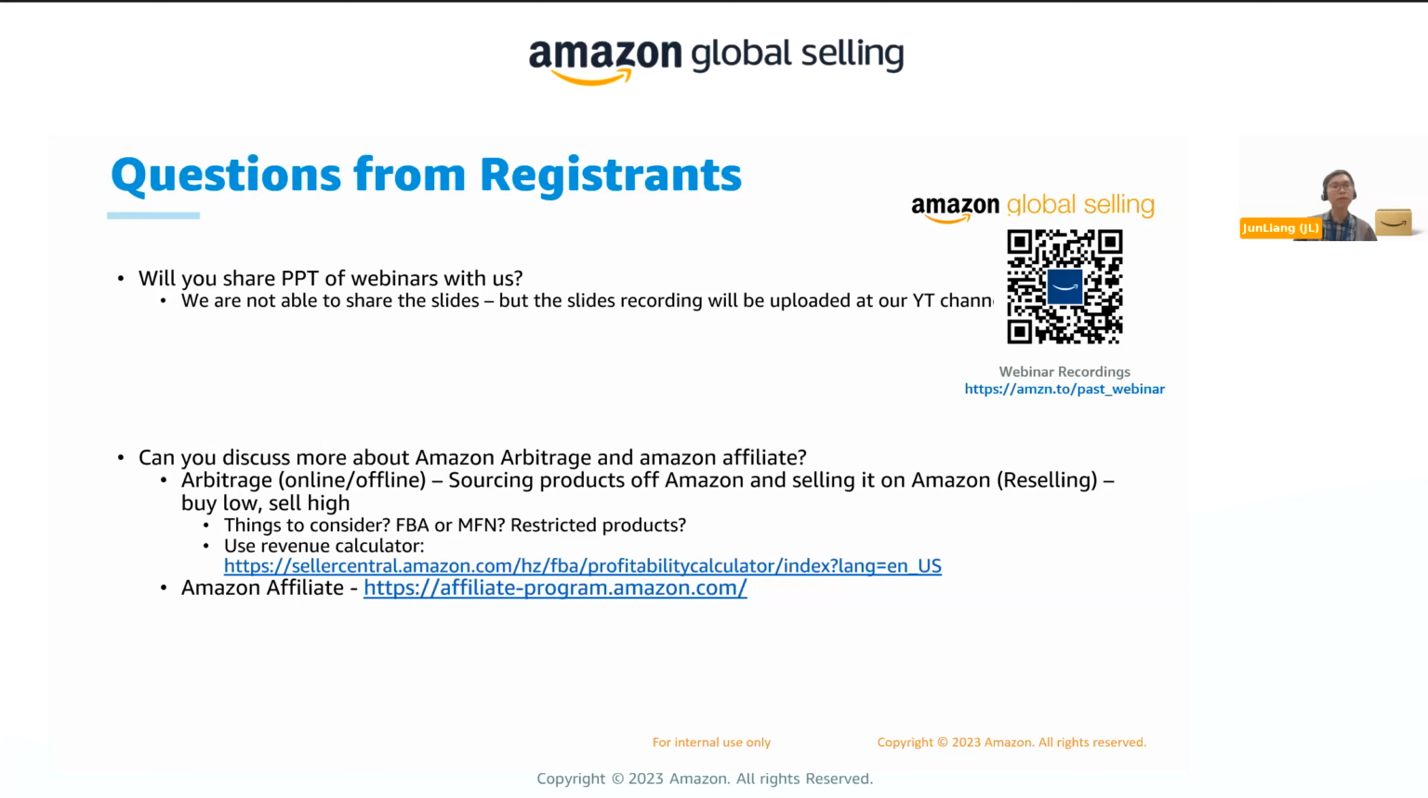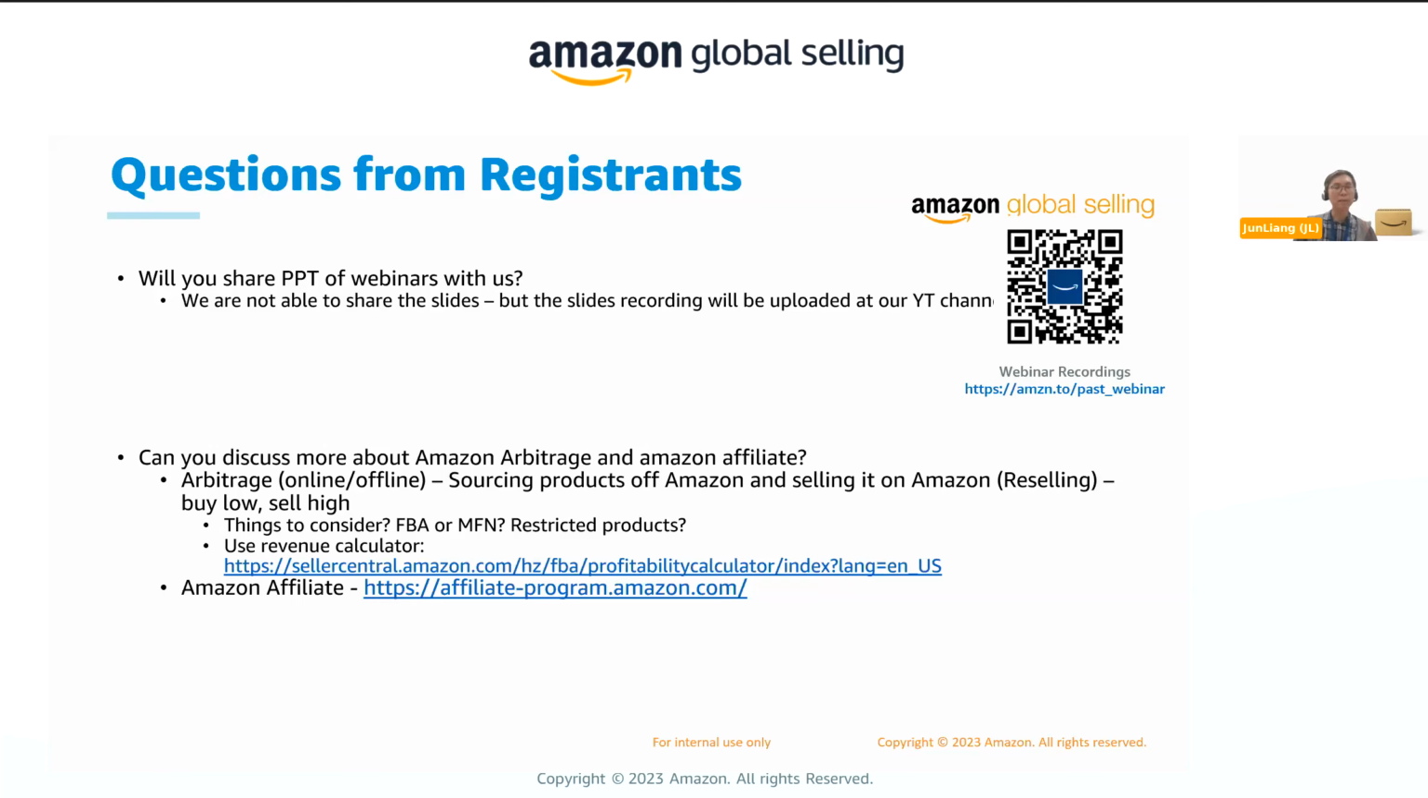So I believe you're referring to arbitrage, typically online or offline, where you source products offline or online, and then you list them on Amazon and sell them, right? This is what I normally see as reselling. Meaning you get products from somewhere selling at a lower price, and then you try to sell them at a higher price on Amazon.